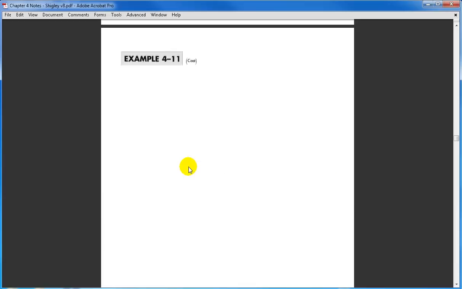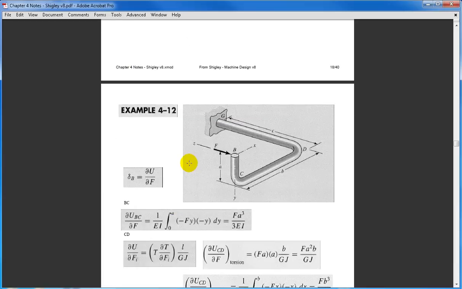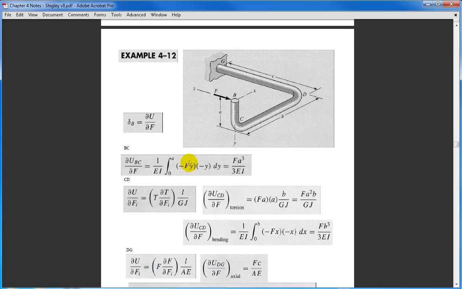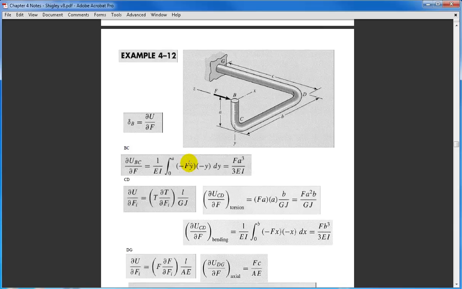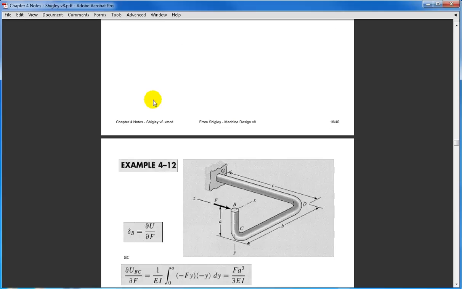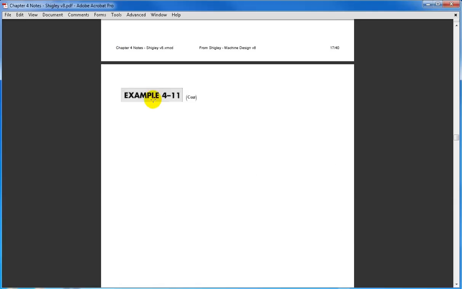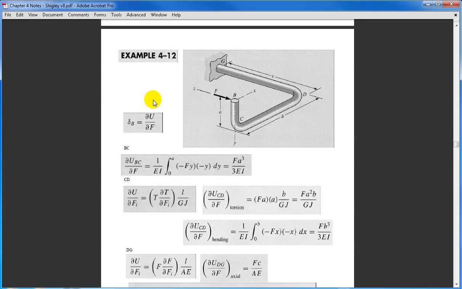Take a look at this one, work that one yourself. Let's talk about this one. This is an interesting problem. We'll talk about it for a moment, and then we're going to jump to some special problems that I've prepared. So we have a structure, and our question is, let's see, the problem statement's not showing up, but I'm pretty sure we're going to want to calculate the deflection at point B in the direction of point B. We have a load there so that we can in fact calculate the deflection at B in the direction of F.